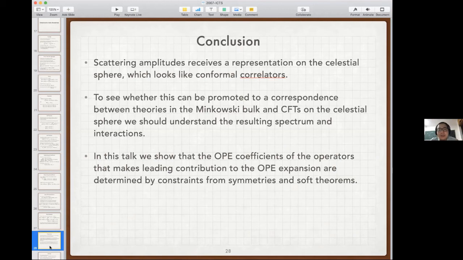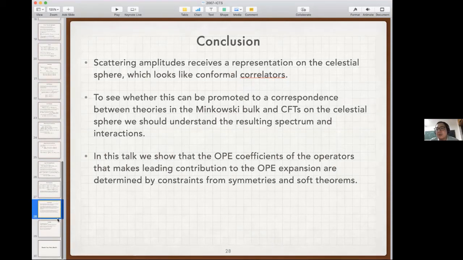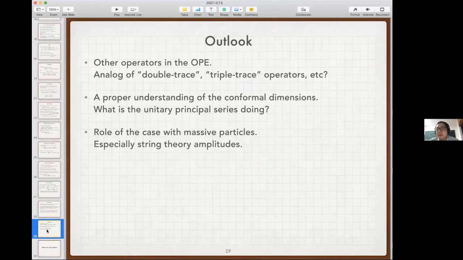And it should be interesting to see whether the ideas and the methods we used here can be extended to help us study the other parts of the theory, and in the end help us to fully determine what kind of safety it really is that lives on the celestial sphere.